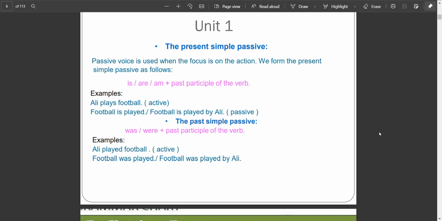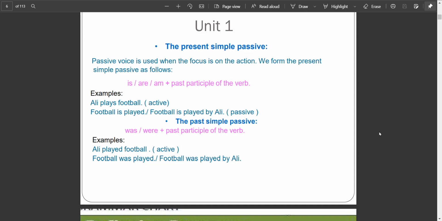Okay, now let's come to the present simple passive. هذا عندنا المبني مجهول والمبني معلوم. المبني مجهول البسيط. Passive voice مبني مجهول is used when the focus is on the action. عندما يكون التركيز في الفعل. وفورم هذه عندنا قاعدة صيغة the present simple passive voice: is, are, am plus past participle of the verb. زائد تصريف الثالث للفعل. Let's take a look at these examples.